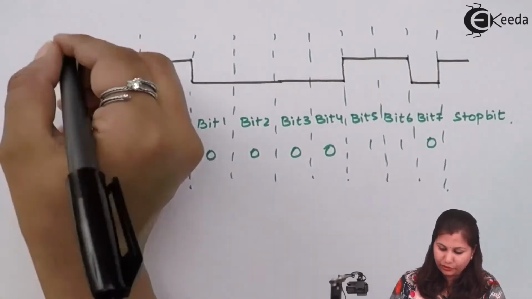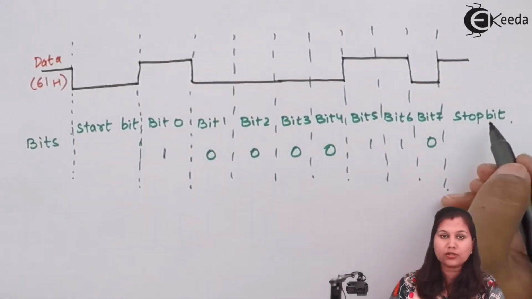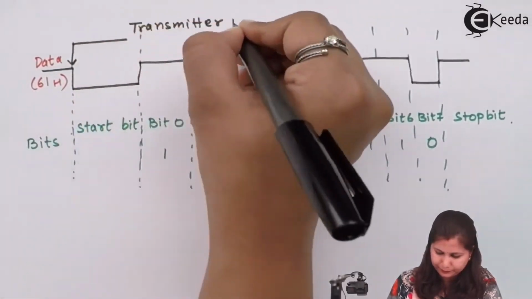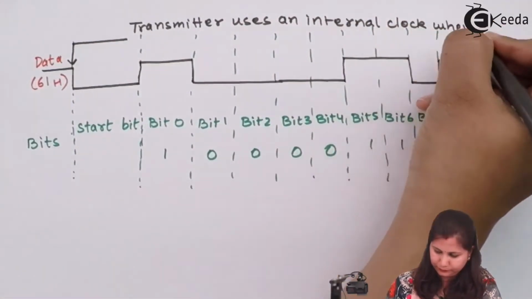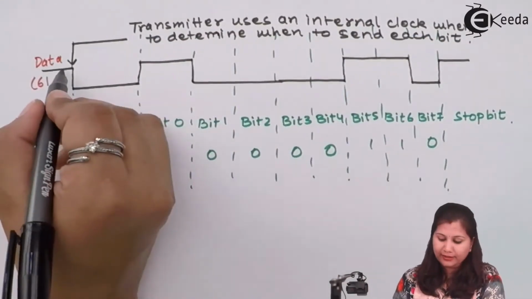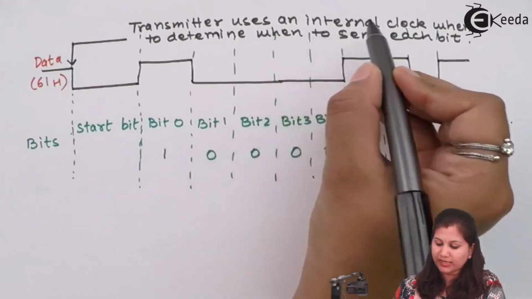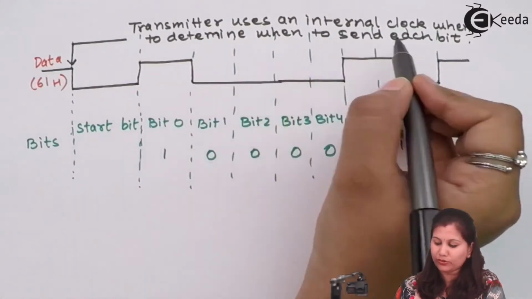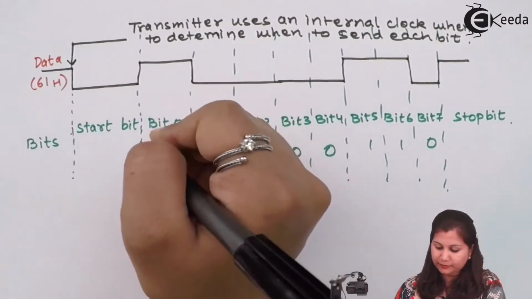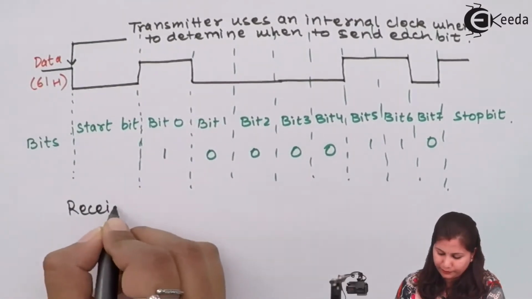Now here we are having two transitions, that is the transition of the start bit and the transition of the stop bit. At this falling edge, when the start bit is transmitted, the transmitter uses an internal clock to determine when to send each bit. And the receiver detects the falling edge.